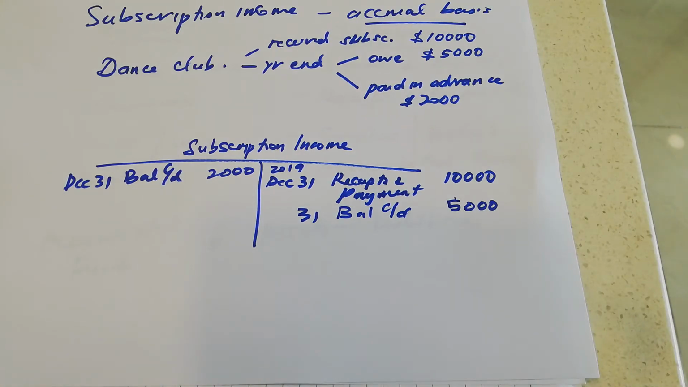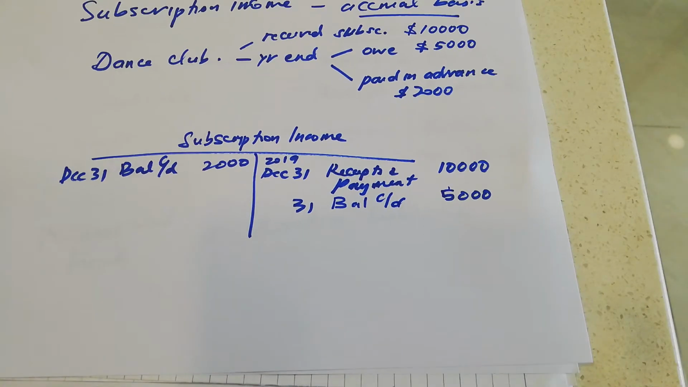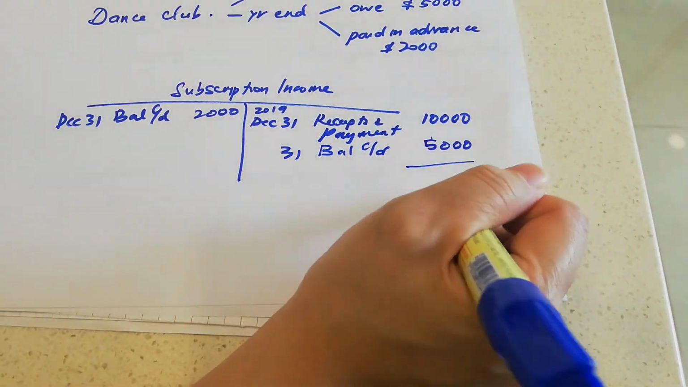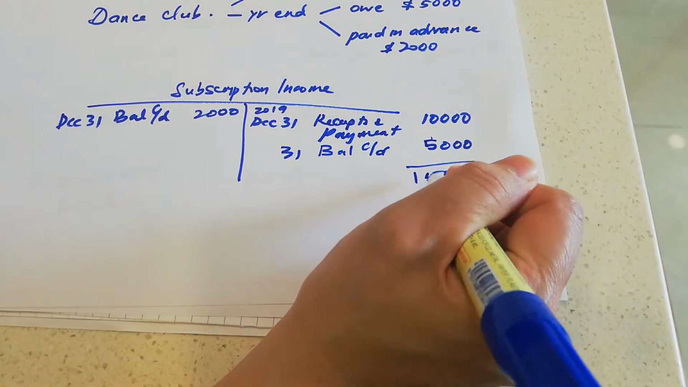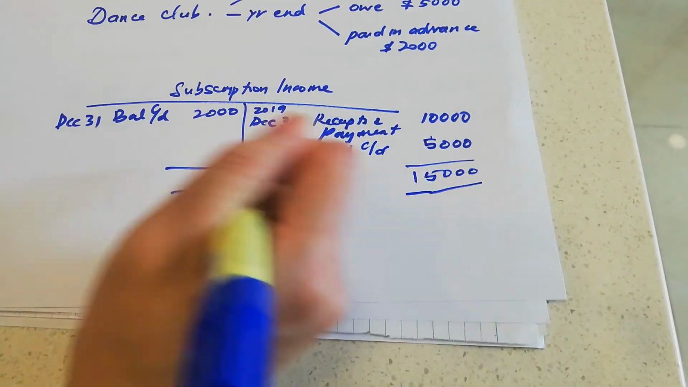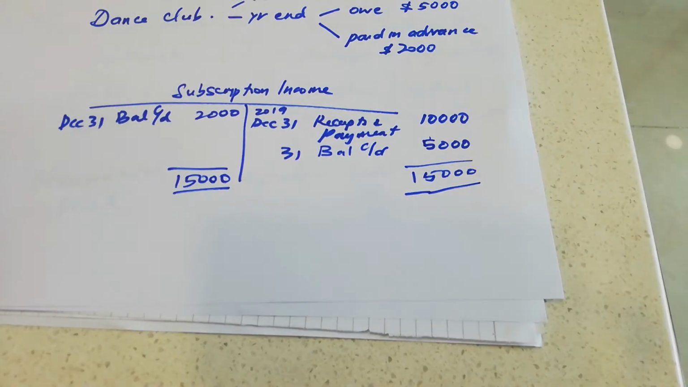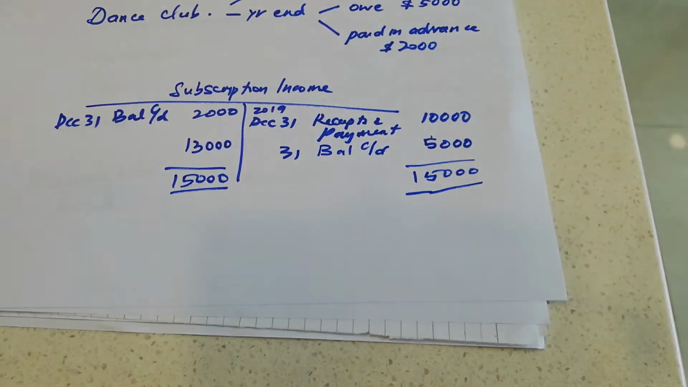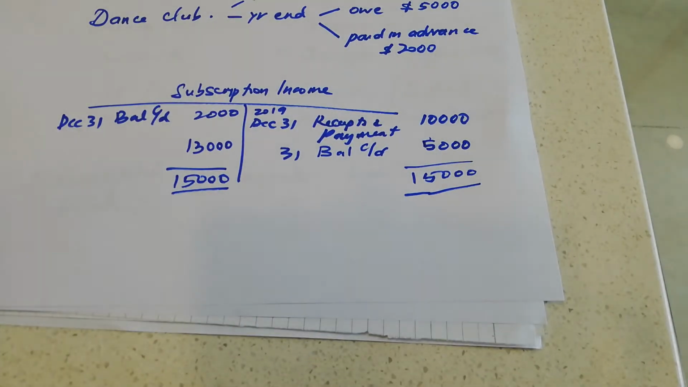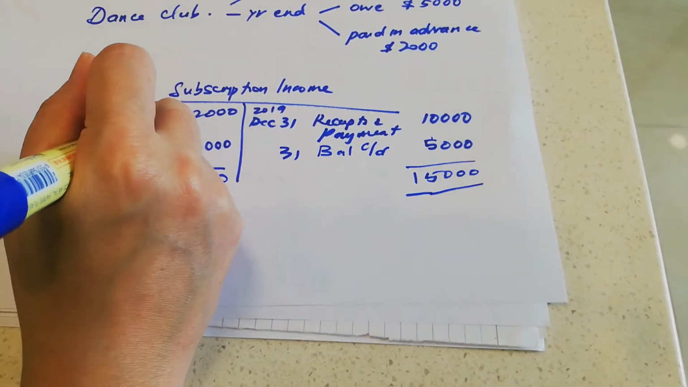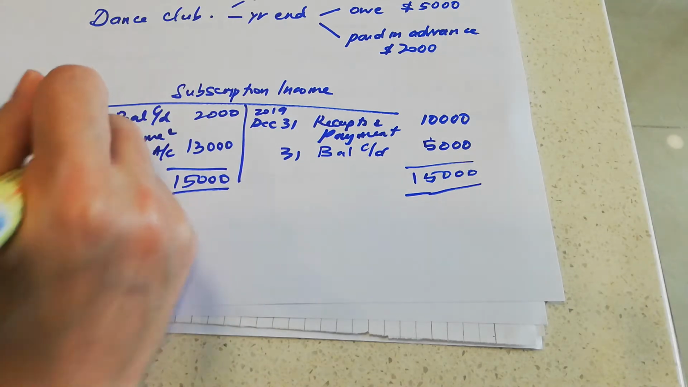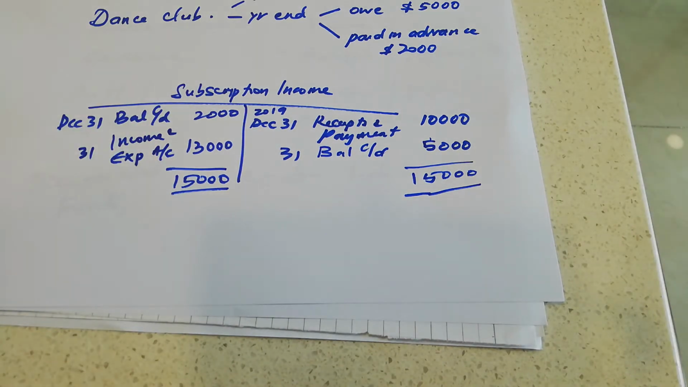Now if I were to balance this subscription account, okay, let's do our normal balancing. This side is 15,000. This side also 15,000. So 15,000 minus the 2,000, 13,000. And do you know what this figure is? This is actually your income and expenditure figure. All right, it makes sense, right?